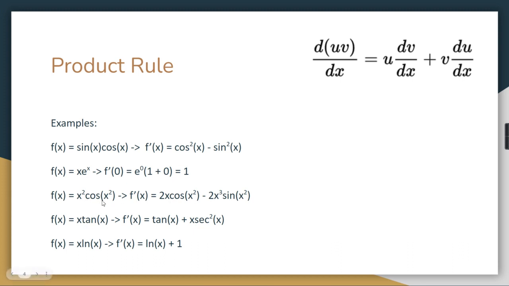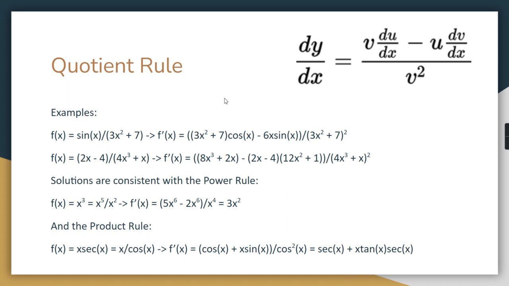You can see a few other examples here. x squared cosine x squared. This uses a little bit of chain rule, which I covered last time. You can see that here with the x squared coming out. x tan of x. The derivative of tangent of x, which you should remember, is secant squared of x. And yeah, you can see a few other examples here if you want to keep looking.